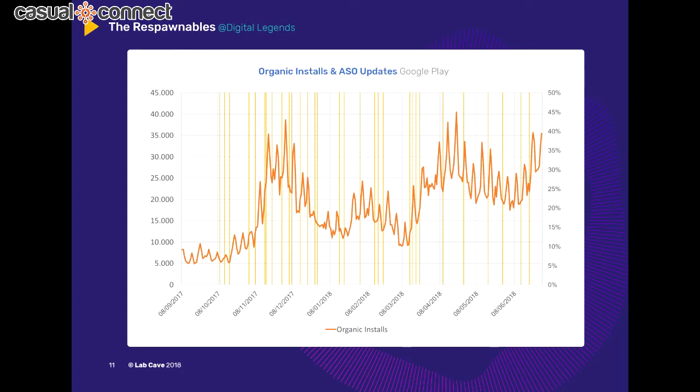So basically, what we tend to do at Lab Cave is perform some tests first on Google Play. We see what happens. If we have a positive trend and we see good results, we perform an update afterwards on iOS. So again, we first perform the iterations on Google Play, hence the yellow lines. Once we see good results, we apply those on iOS.